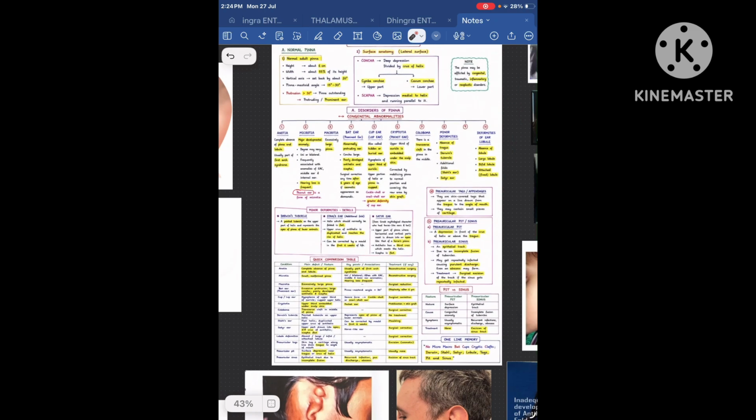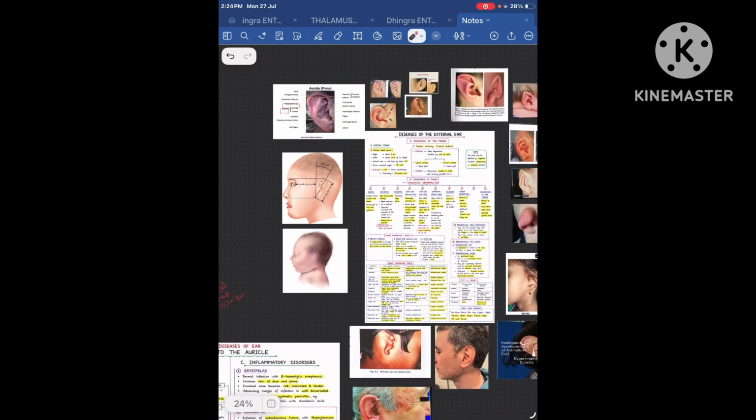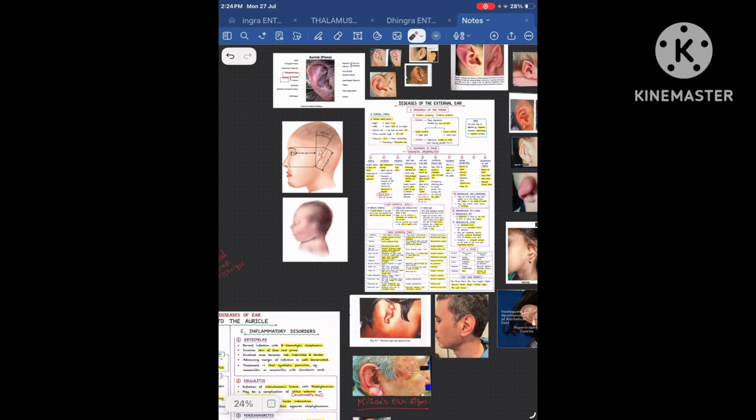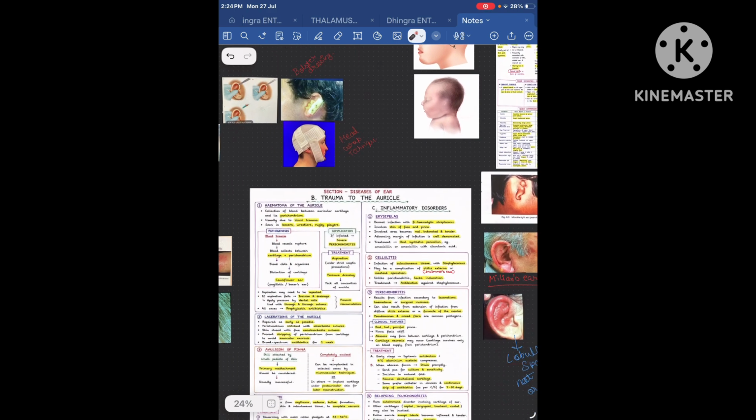So basically, this is all about the congenital abnormalities. We saw the images also, and it is much clearer now. Okay. Now let's go to the next part, that is the trauma to the auricle. We have done the congenital. Now we are going to the trauma part.